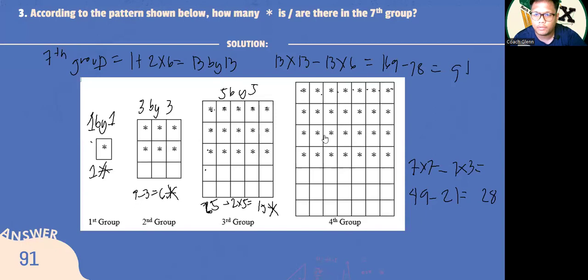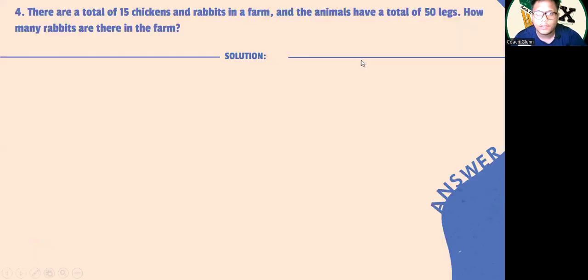Again, does anyone have a question for number 3? No. Okay, if there are no more questions, let's head to the next number. Okay, number 4.